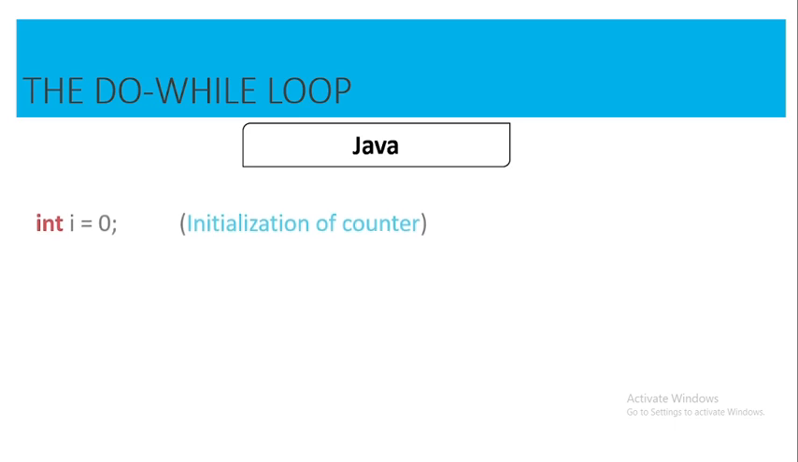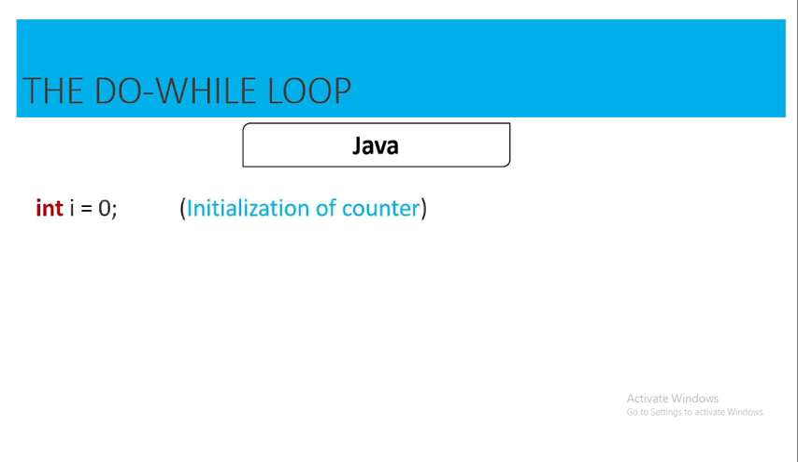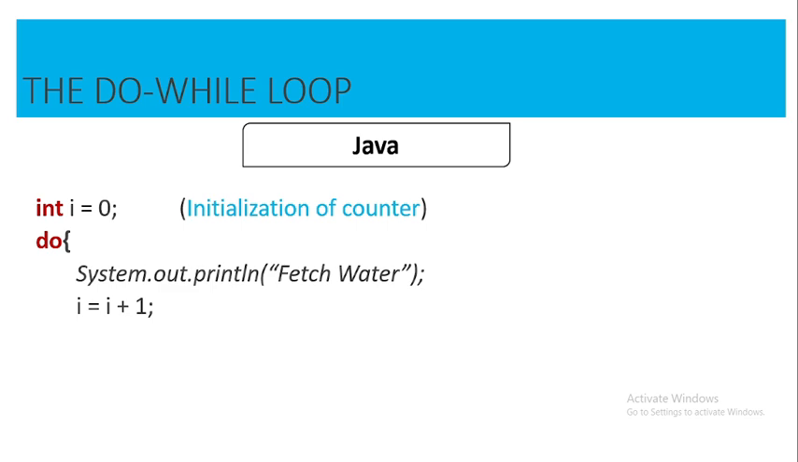In the Java programming language, also, you have int i equals 0, the initialization of the counter. Then the do keyword, and then the open curly bracket. Then you have System.out.println fetch water. Now we increment the counter, that is, update the counter. Then we have the while keyword, then i less than 5. That's the condition. This is the format you follow when constructing a do while loop.